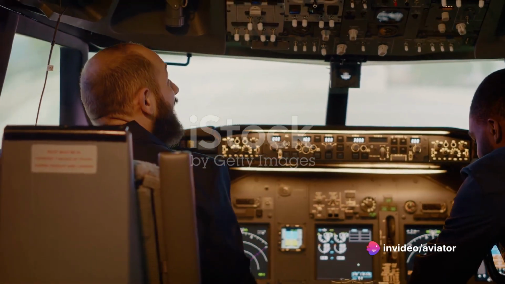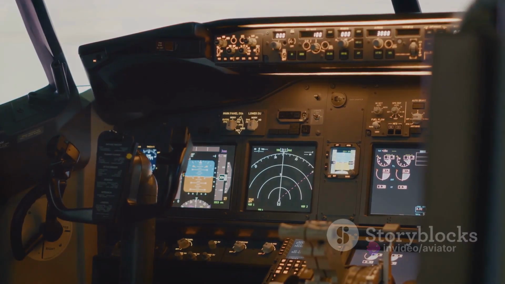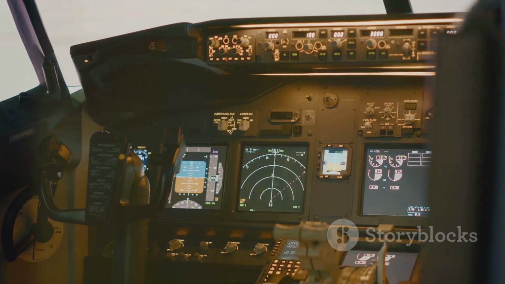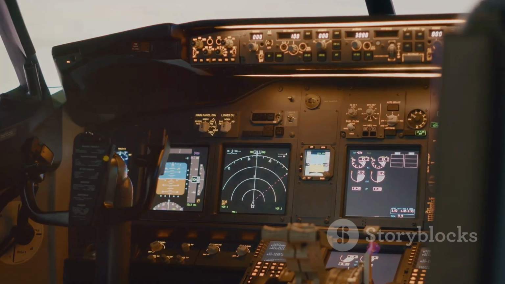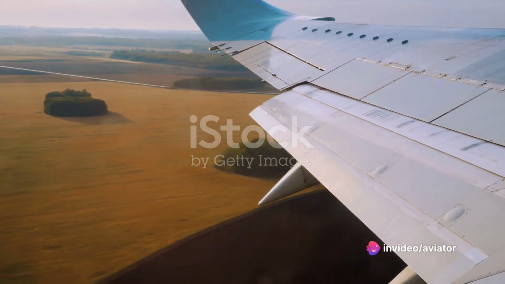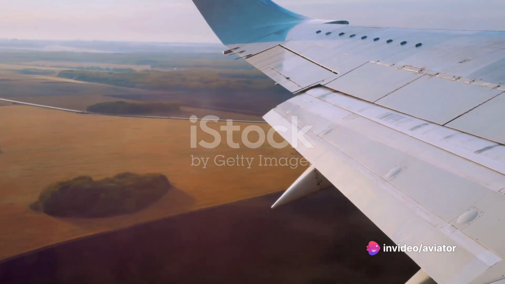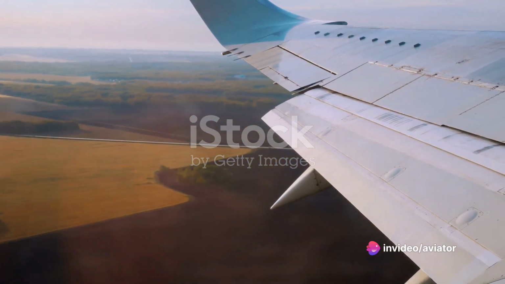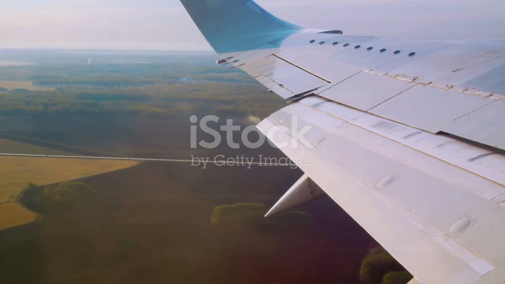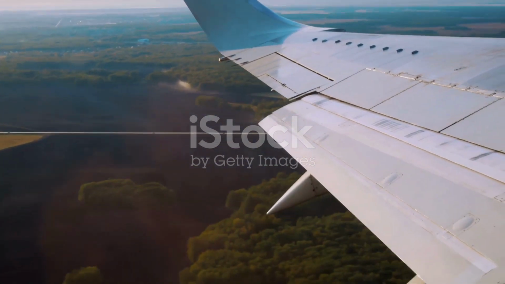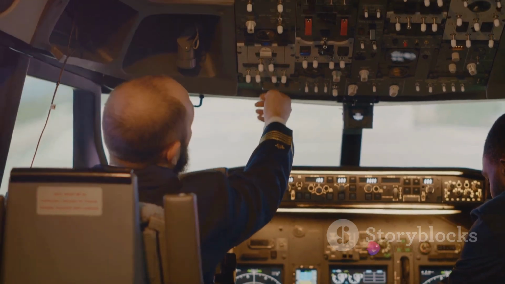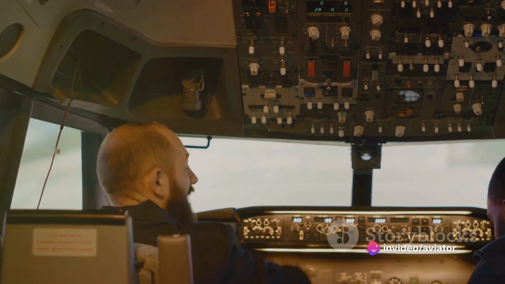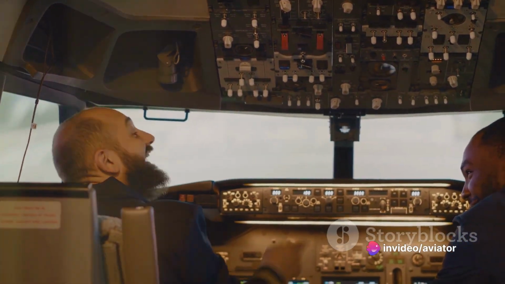When we talk about flying, we often refer to the three main movements of an airplane: roll, pitch, and yaw. These are controlled by the pilot using the yoke and rudder pedals. Roll is controlled by turning or rolling the yoke left or right. This movement operates the ailerons on the wings, which work in opposite directions. When the yoke is rolled to the left, the left aileron lifts up and the right one drops down, causing the airplane to roll to the left.